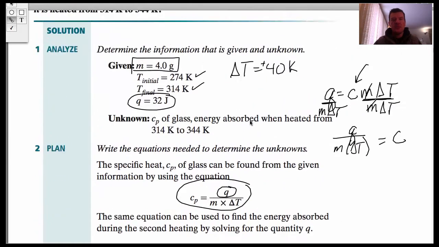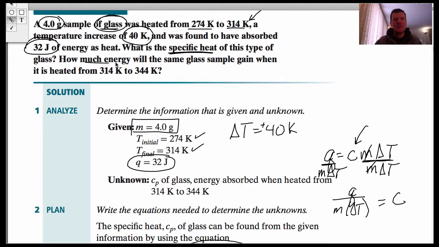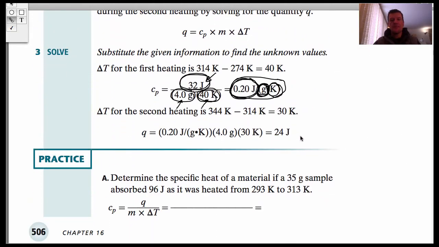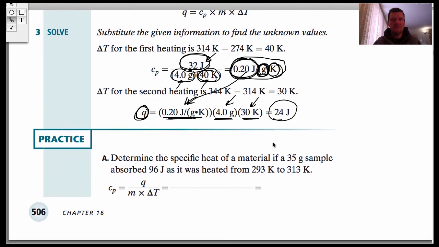And then what they're asking here in the second part of this is how much energy will the same glass sample gain when it's heated from 314 to 344. Now we have a new delta T. All right? Now we're trying to find Q. We're going to take the value from our previous step. Now we know the specific heat capacity, the same mass, but now the temperature change is 30. It's going up only 30. And how much heat is going to be required? Well, we take our specific heat capacity times the mass times the change in temperature, and it's going to require 24 joules of heat energy to do that. Okay?